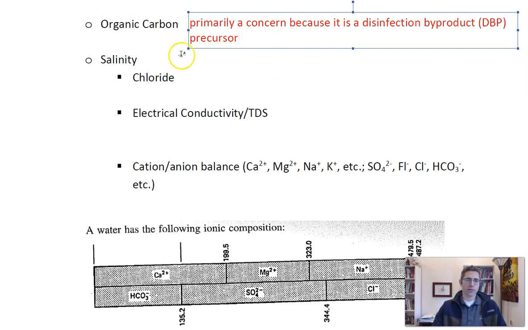Of course, organic carbon is also necessary as part of the carbon cycle for life. So you need to have some organic carbon, and you always will if you have any kind of aquatic life in your ecosystem. So it's always going to be there. We just don't want too much of it if we're going to be using drinking water.